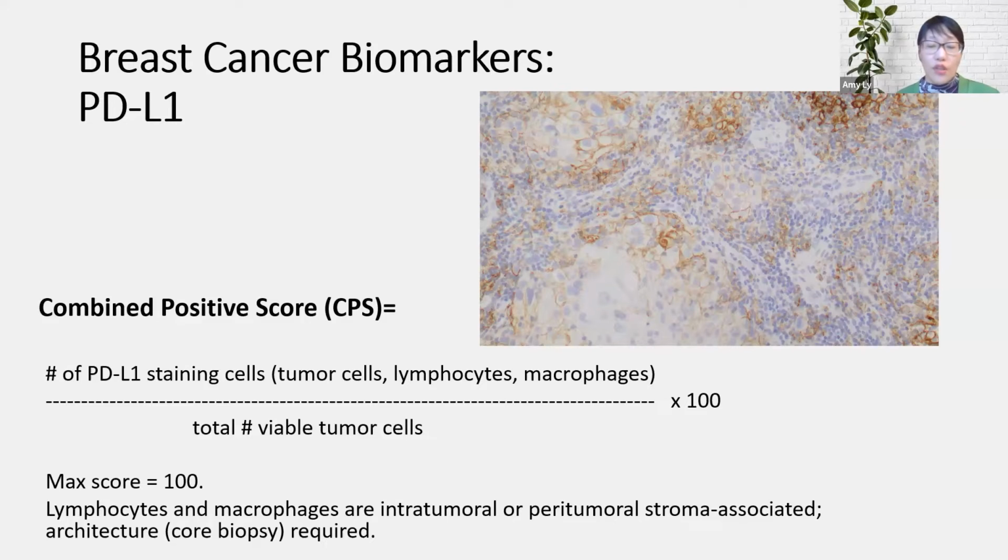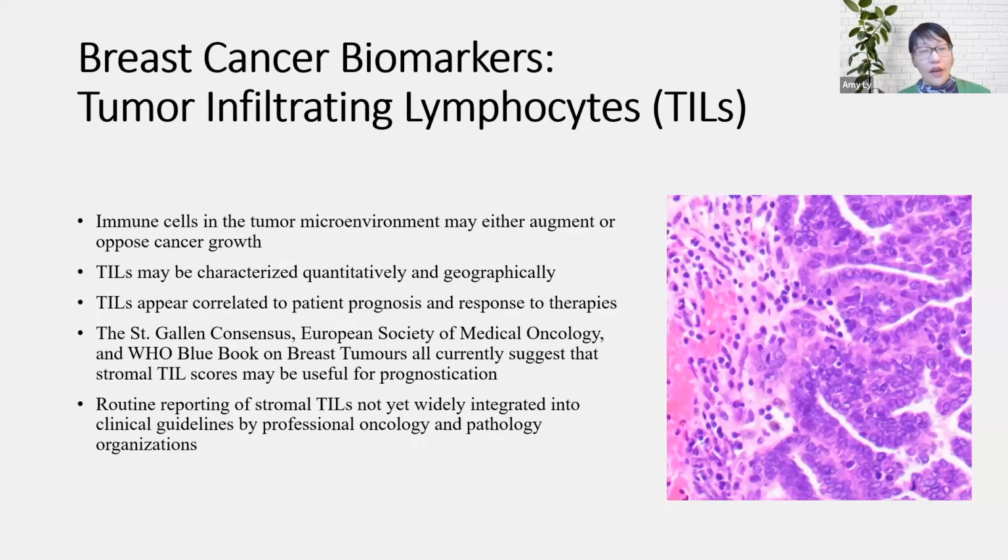So the maximum score you can get is not 100, but once you hit 100, anything above is just considered very positive. So lymphocytes and macrophages can be intratumoral, meaning within the epithelial nests, or it can be peritumoral stroma associated. So it really needs to have an intact architecture to be assessed in this combined positive score. And therefore, with the need for architecture, this is going to be primed for core biopsy type of assessment. And FNA is not validated for this biomarker.